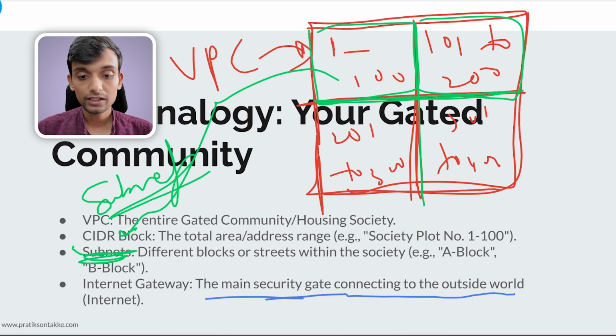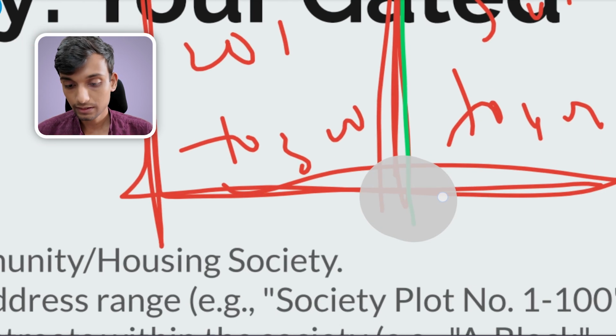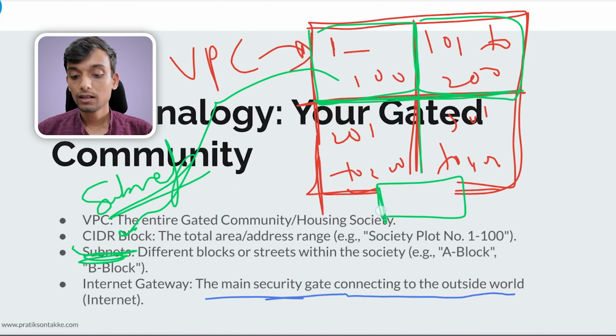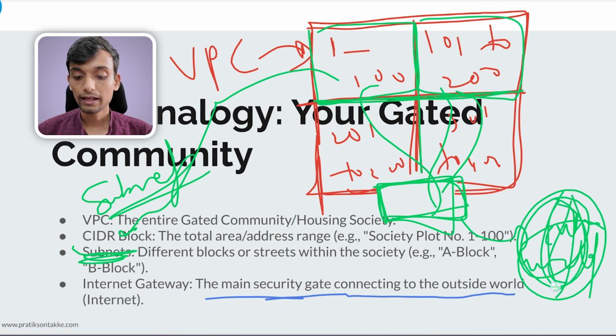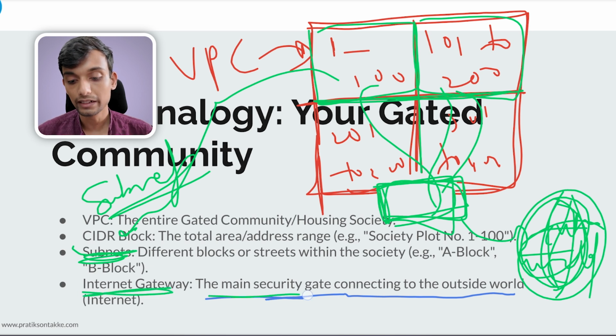And in this whole society you need one gate, right? Due to this gate, all these subnets are able to connect to the outer world, right? This is the outer world and this is your inner world. If you want to connect your inner world to the outer world, you need an internet gateway, the main security gate connecting to the outside world. This is the outside world, right?